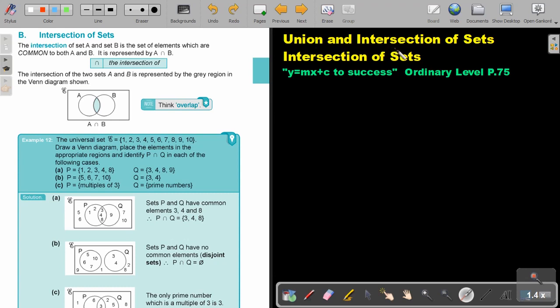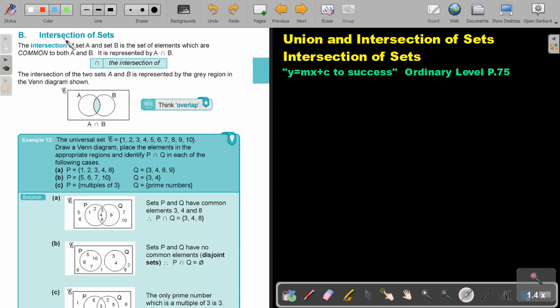Union and intersection of sets. We are now going to focus on the intersection of sets. You will find this on page 75 in the Namibia Ordinary Level Mathematics textbook.